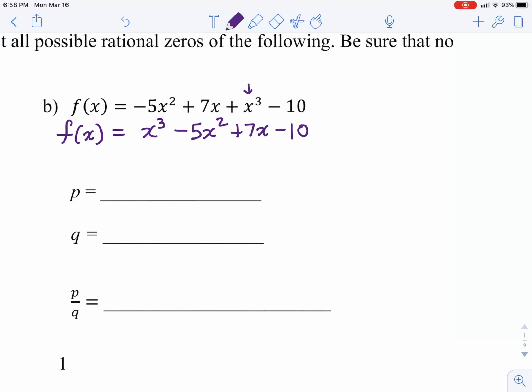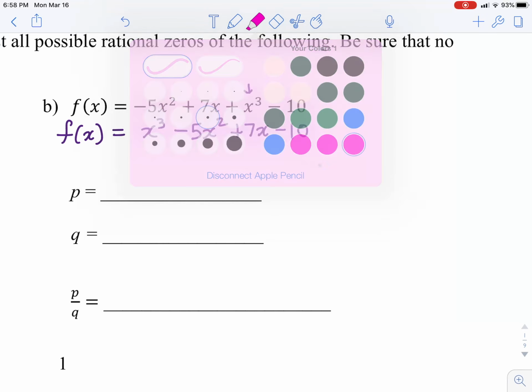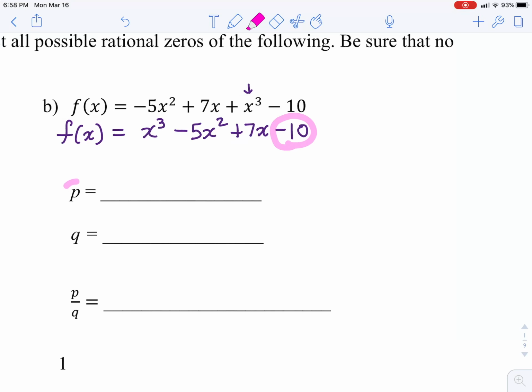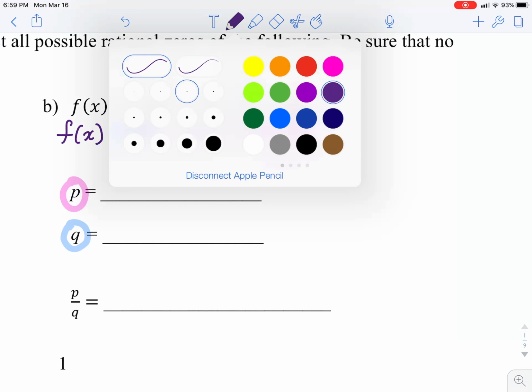So here, the two numbers that are important to me are the negative 10 for my P's, the factors of the constants, and then, well, there's no number in front of x cubed. Well, you do know then it's just 1x to the third power. So that one's going to be simple. That's going to be all the numbers that divide 1. Okay, let's go ahead and list our P's and Q's, okay?